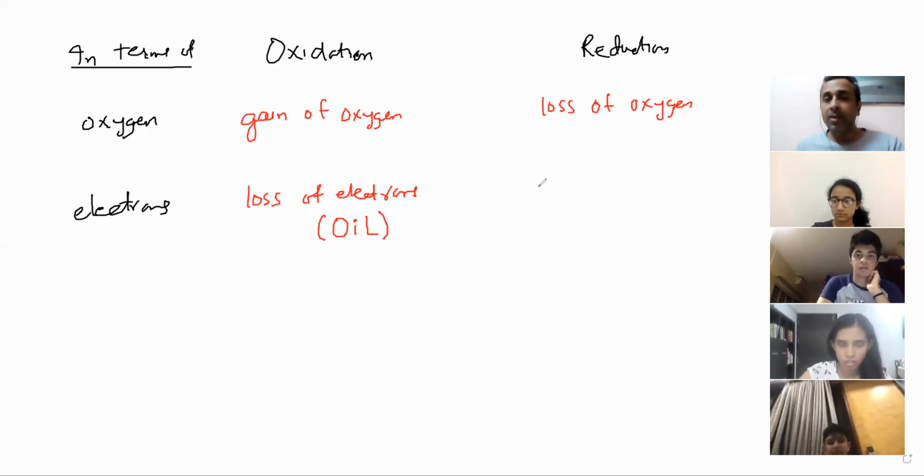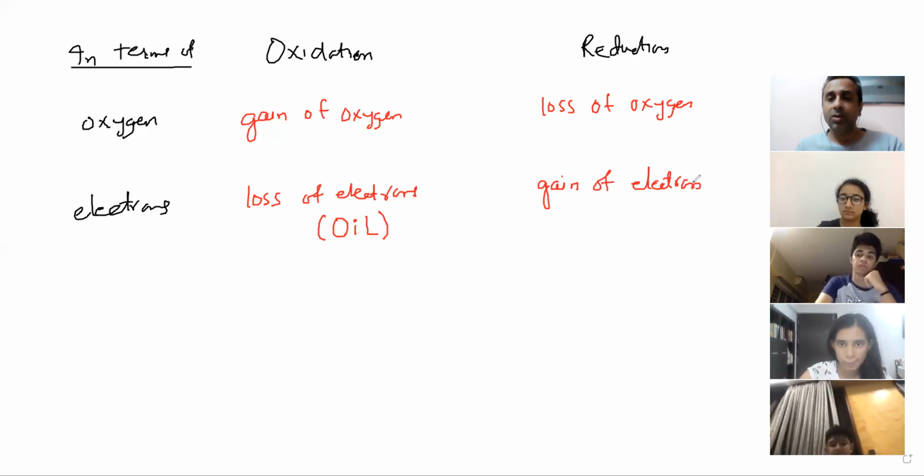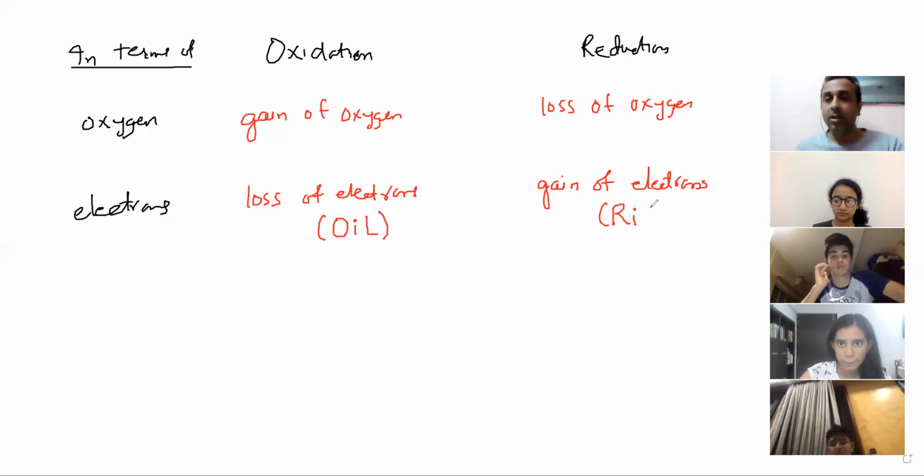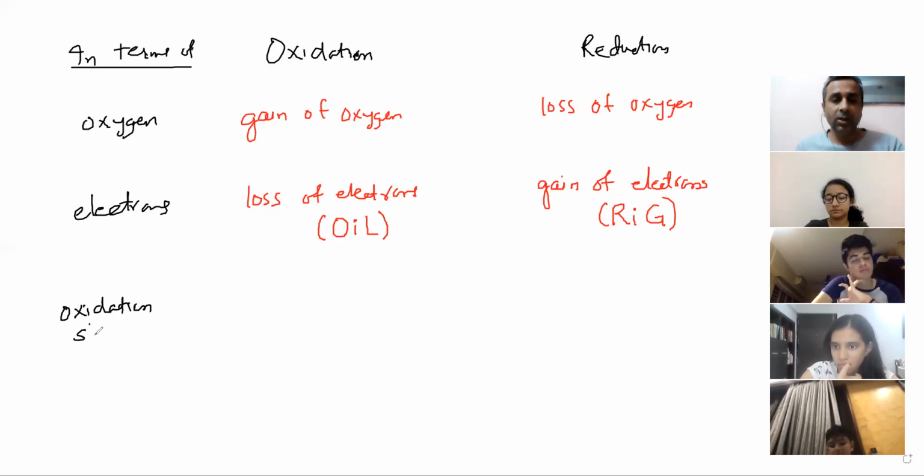And similarly, reduction is gain of electron. Whenever any substance gains electrons, we say that substance has got reduced, and we remember this by the mnemonic RIG: R for reduction, I for is, G for gain of electrons. So oxidation is loss of electron, reduction is gain of electron. Now we were learning the third definition of oxidation and reduction, which is in terms of oxidation state.